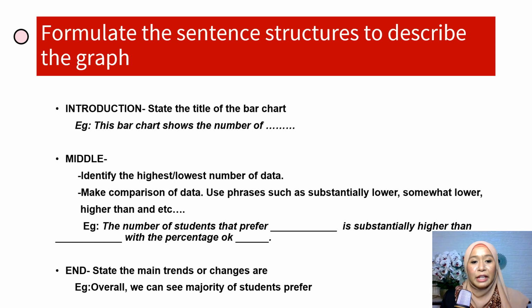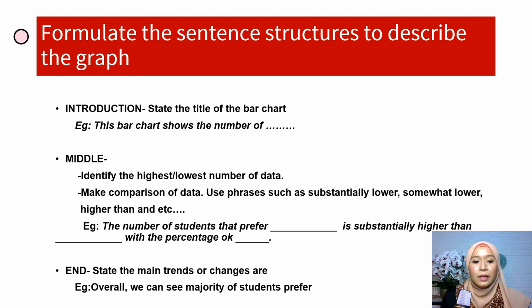For example, identifying the highest and the lowest number of data. Make comparison of data. Use phrases such as substantially lower, somewhat lower, higher than, and others. For example, the number of students that prefer eating at the canteen is substantially higher than the number of students who prefer eating outside of the campus, with the percentage of 70%.